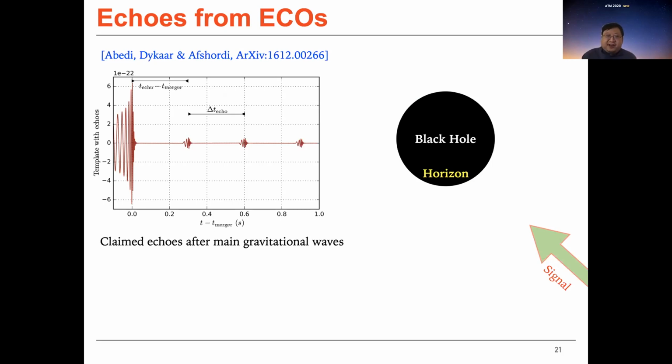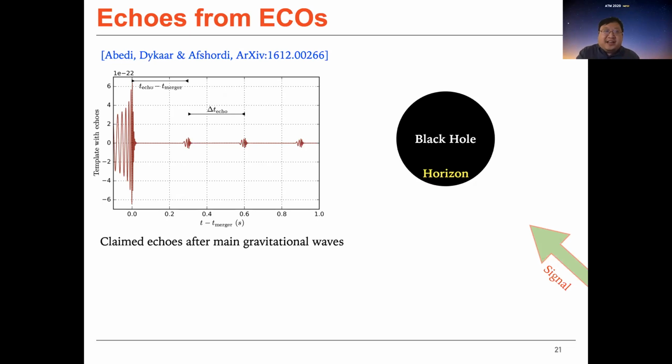But of course, if you have any structure a little bit outside the horizon, maybe then they can reflect waves and make the black hole not black. And I think that would be one way, or at least my point of view, of looking for these so-called echoes. Okay, so these echoes triggered a lot of interest in the past few years. And these authors claimed, probably wrongly, that they have seen these echoes after the main gravitational waves from LIGO events.